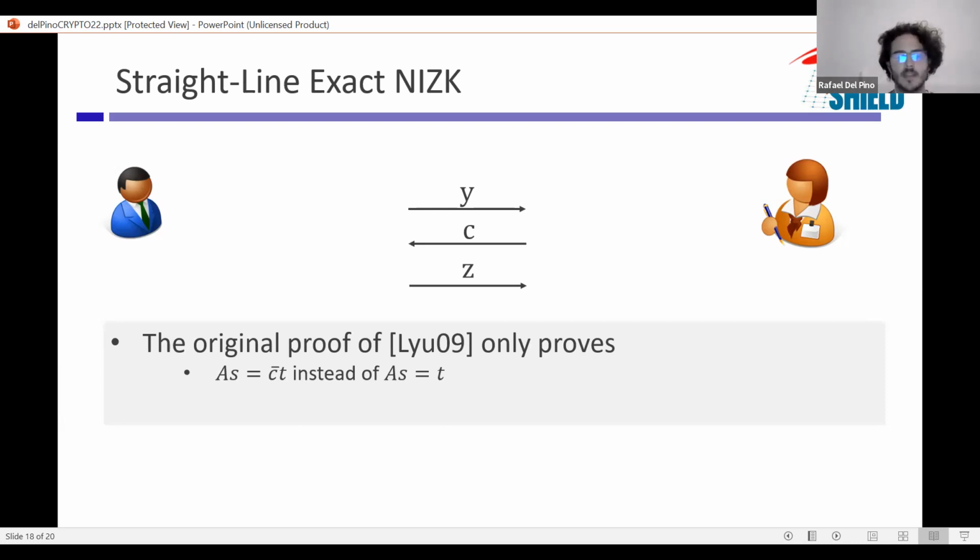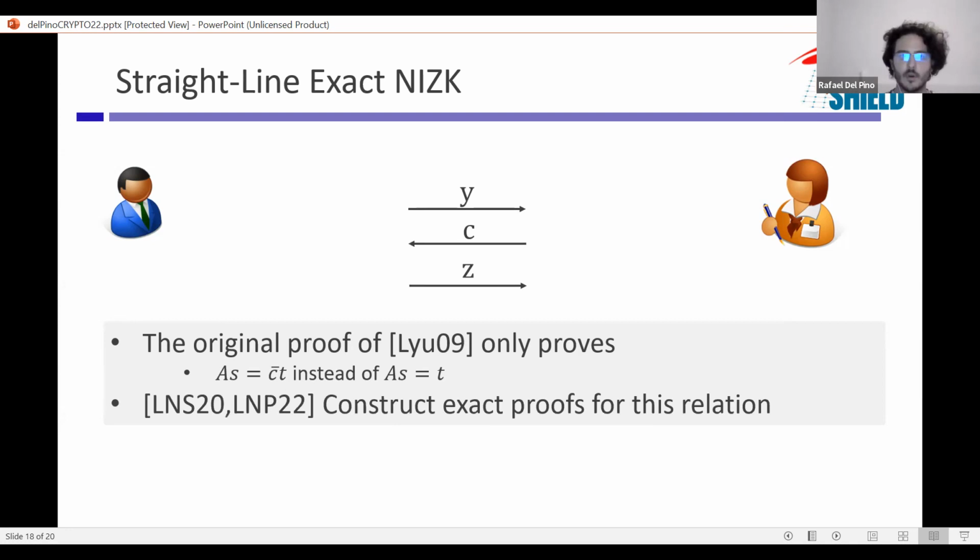So what do I mean by exact? This is a problem that is specific to lattices, being that we want to prove that A times S is equal to T, but the Fiat-Shamir with abort only proves that A times S is equal to C bar times T for some small C bar. That has been around since 2009 in the Lyubashevsky paper, and has basically always been a part of the picture in lattices. Very recently, we have had a series of works that construct exact proofs for this relation, where we don't have this small C bar.